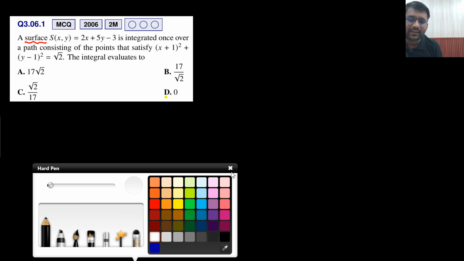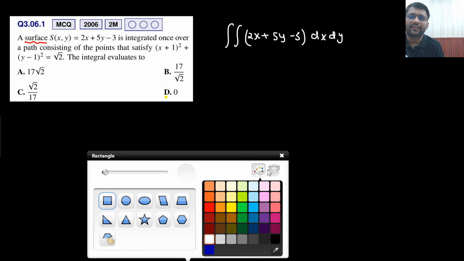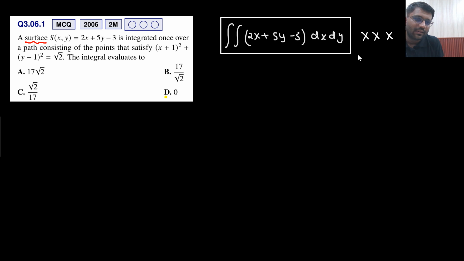What is the first word that is written? The first word that is written is that a surface is integrated. So what a lot of people would do is that directly they would try to calculate this particular thing: 2x plus 5y minus 3. Sir, a surface is integrated, no? So dx dy. This is what they would calculate. Is this correct? I am asking you, is this what they are asking? No, this is wrong. You did not even read the question.